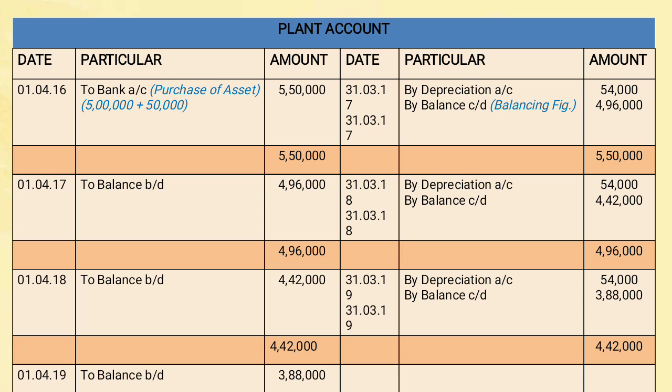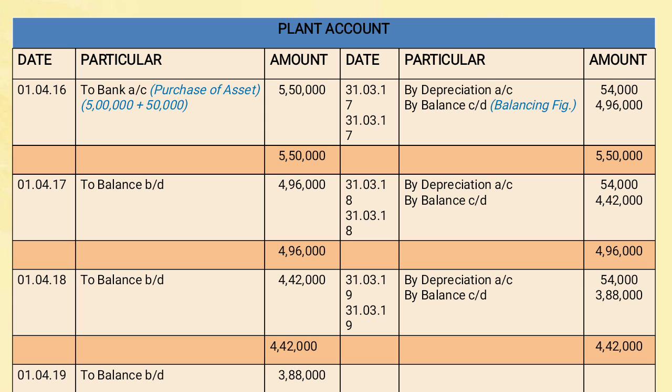So we have purchased an asset worth rupees 5,50,000. That is how we have calculated the plant account debit to bank account, because in this 5,50,000 we have the purchase value as well as the installation charges. So that's why the total cost is 5,50,000. That asset we purchased on 1st April 2016 and we have to charge depreciation on 31st March 2017 because of the 1 year.